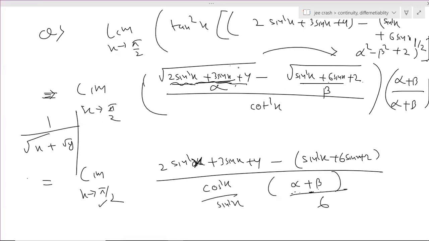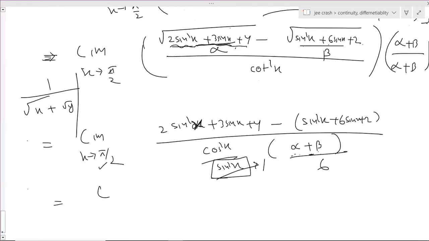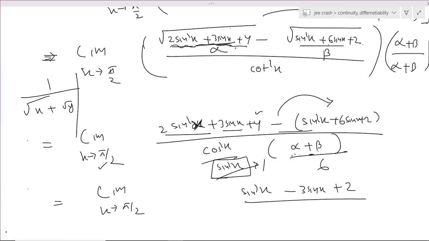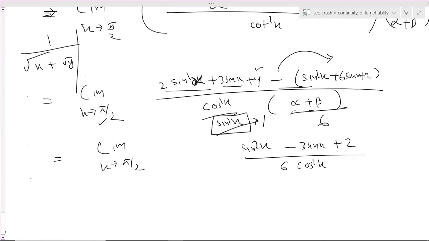Yes, sir. And this sine square x also we can remove because this is 1. So the question becomes limit x tending to pi by 2, 2 sine square x minus sine square x is sine square x, 3 sine x minus 6 sine x, so minus 3 sine x, plus 4 minus 2 plus 2, and divided by this is 6 cos square x. This is clear? Yes, sir. All right.